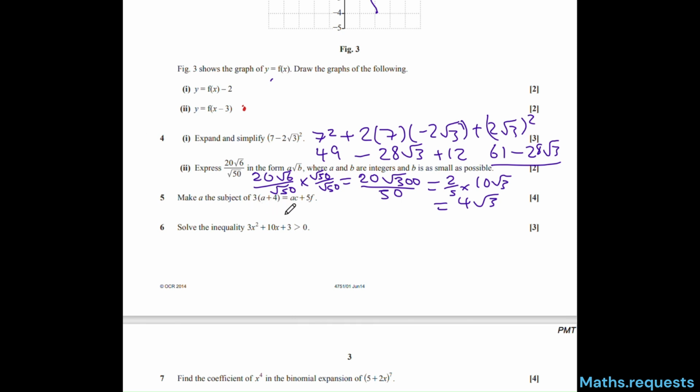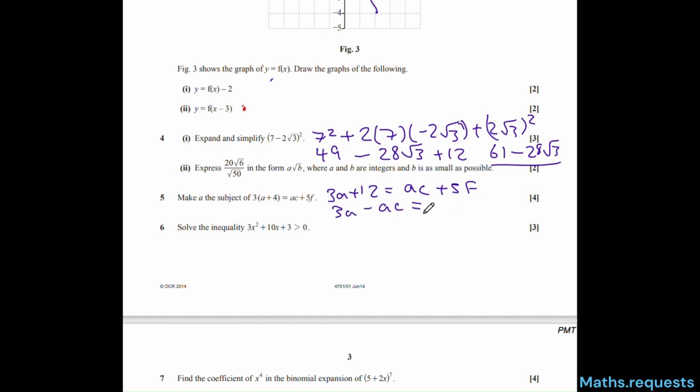Alright, nice. So make a the subject. So first we're going to expand. So we get 3a plus 12 equals ac plus 5f. Then we're going to move all the terms of a to one side. So we get 3a minus ac equals 5f minus 12. And then we're going to factor out a. So a(3 minus c) equals 5f minus 12. And then now you divide both sides by 3 minus c. So we get a equals 5f minus 12 over 3 minus c.